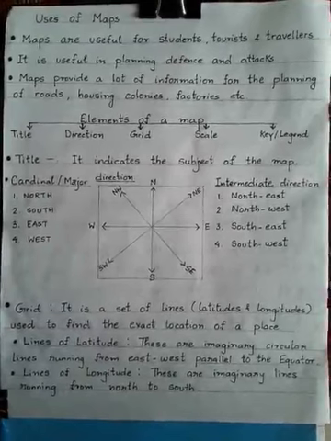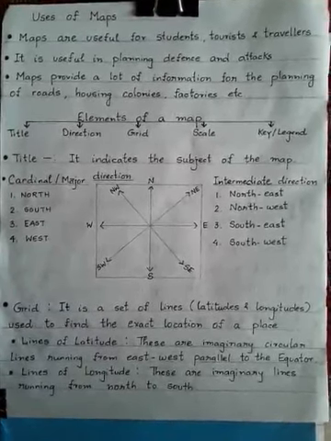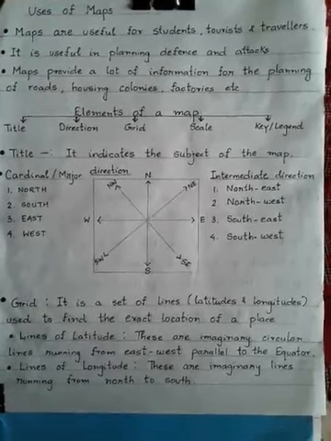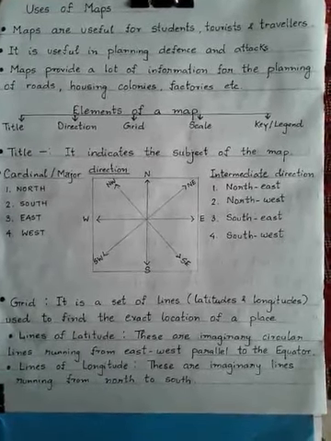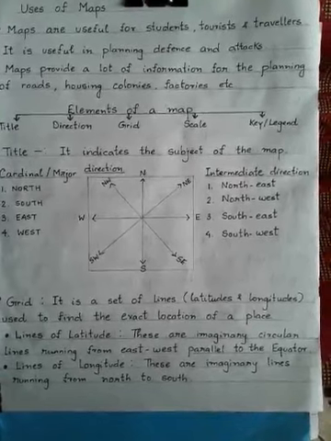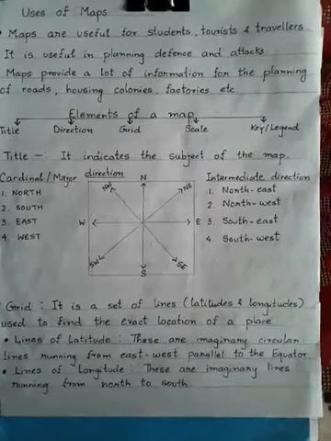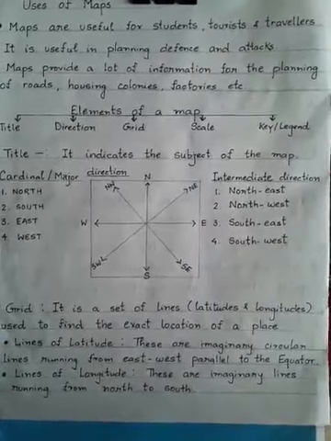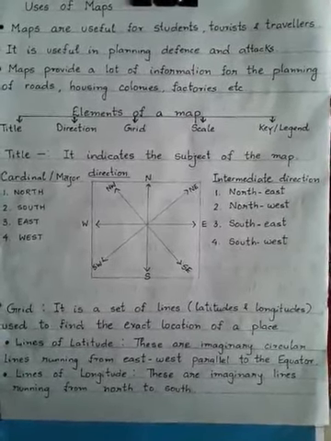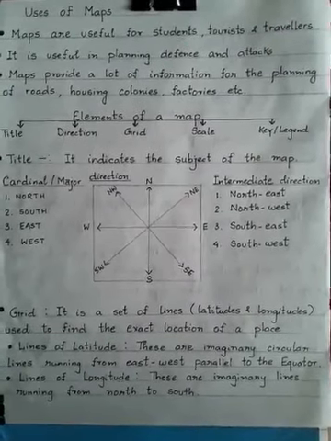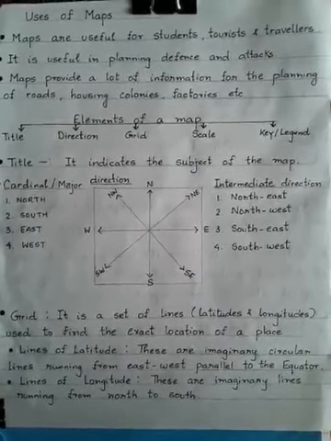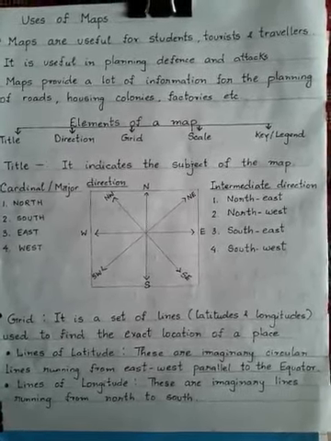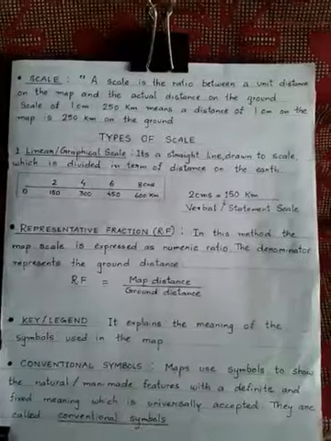Now you see, what is a grid? It is a set of lines that is used to find the exact location of a place. These lines are latitudes and longitudes. Now what are lines of latitudes? These are imaginary circular lines that run from east to west, and those lines are parallel to the equator. While on the other hand, lines of longitudes are imaginary lines that run from north to south.